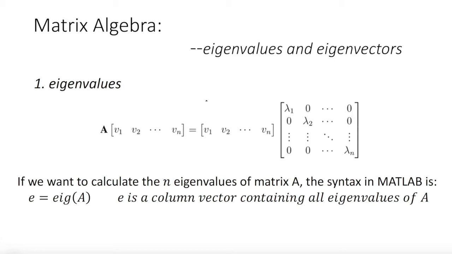A is a square matrix and n is the dimension of the n by n matrix. Here lambda are the scalars, which are the eigenvalues, and the v's are the eigenvectors of the matrix. The specific definition of the eigenvalues and eigenvectors is A times v equals the scalar lambda multiplied by v. The corresponding MATLAB function is eig of A, which can provide the eigenvalues and eigenvectors.